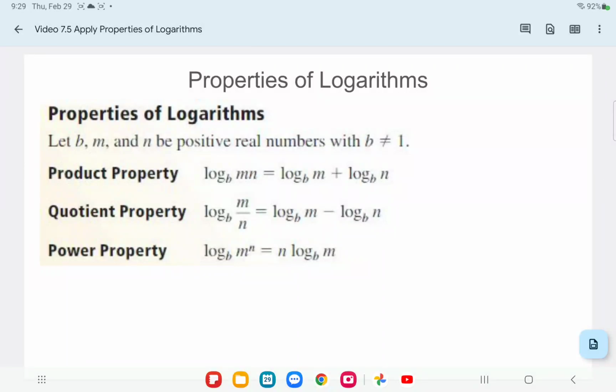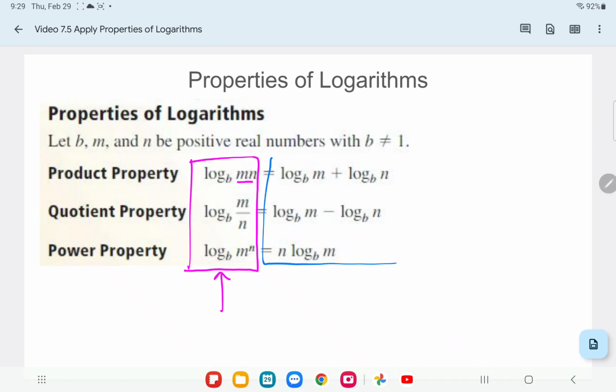These are the three main properties of logs that we're going to go over. The product property says basically we're looking for multiplication. That's what product means. What's on the left side for each one of these is called condensed form. The right side of the equal sign is in expanded form. So if we are expanding with the product property, we're going to use addition.